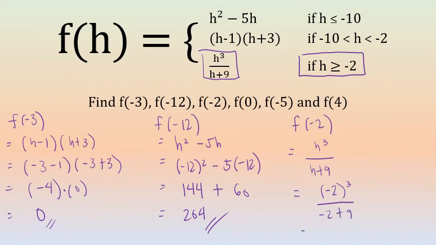So simplify, what is negative 2 cubed? This is equals to negative 2 times negative 2 times negative 2. So negative 2 times negative 2, positive 4 times negative 2 will give us negative 8. Okay? Then yung denominator natin, negative 2 plus 9, we will be having a negative 8 over 7 as our final answer. So this is now your final answer.